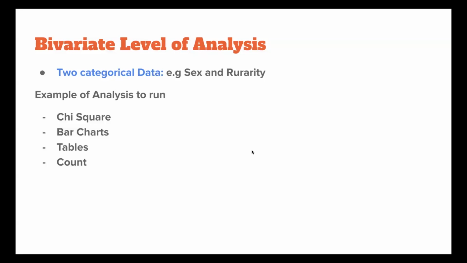If you have two categorical data, it's not very common that you will run two categorical data together, but there are instances where you just want to know the association between sex and rurality, like do females stay in rural areas more or urban areas more? So you have something like this. The type of analysis you can run is a chi-square, bar chart, tables, and counts. Count means you're just counting. It's not like mean, median, and mode. You're just having a count, like a total.